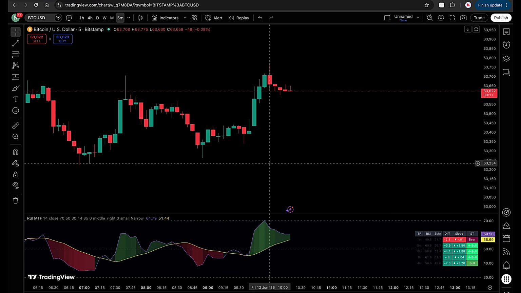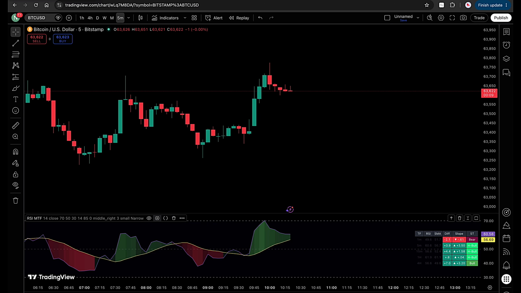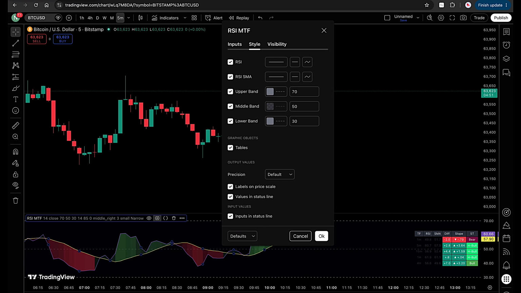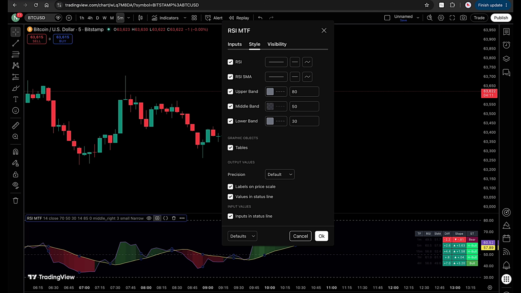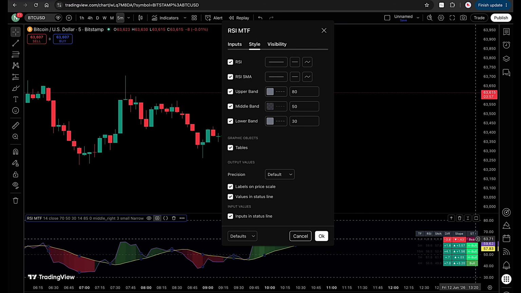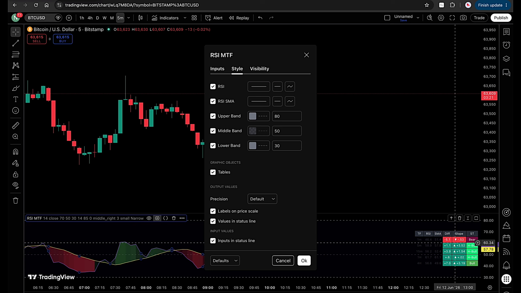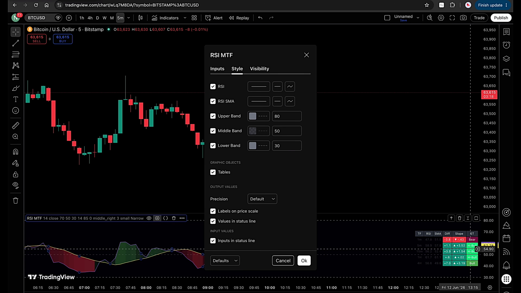So we have to do some settings in this indicator. We will go to settings and here we can see the RSI. This should be ticked. After that we can see RSI SMA. This should also be ticked. The upper band will be 80. Okay, we will use 80 as the upper band. Middle band will be 50 and lower band will be 30. The table should also be ticked. This is showing me this table where we have to follow the rules. I will tell you more about this table later in the video.